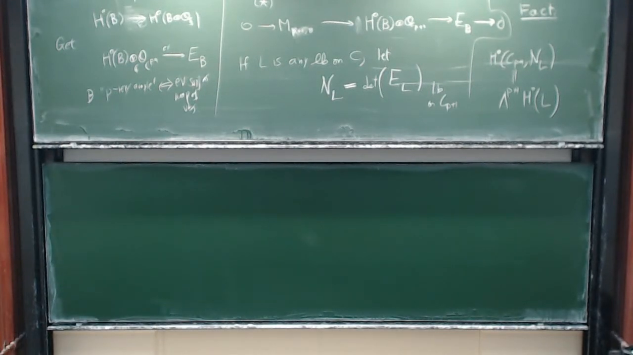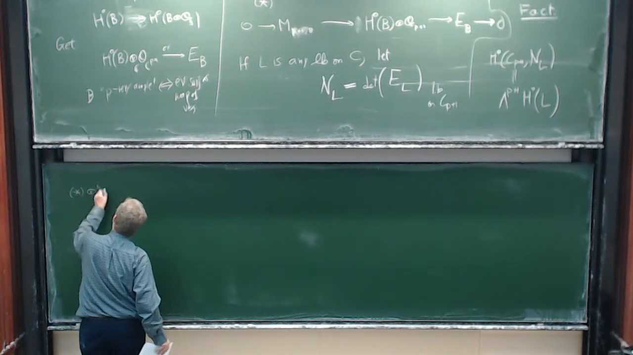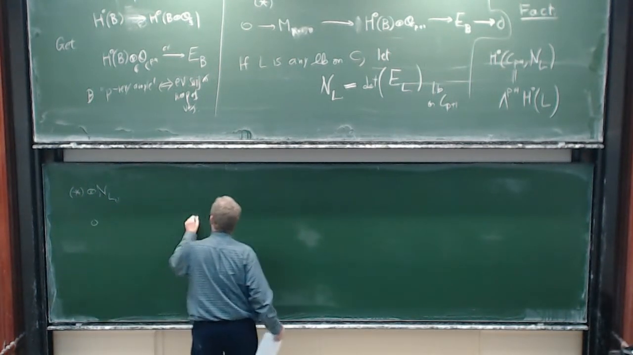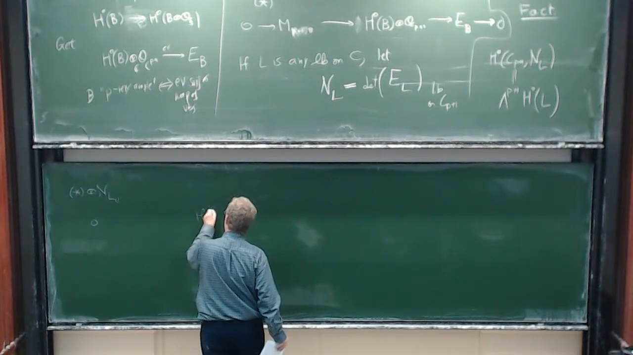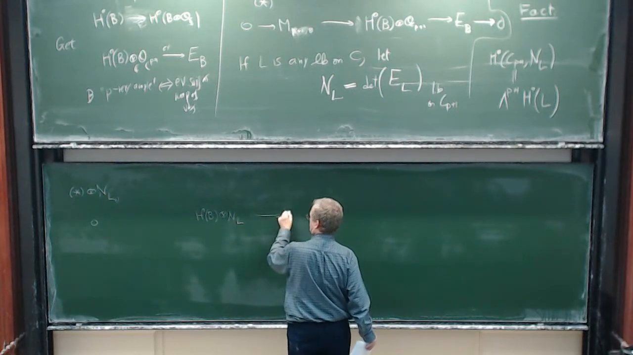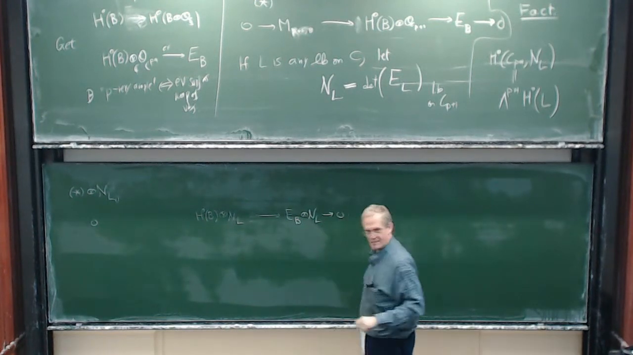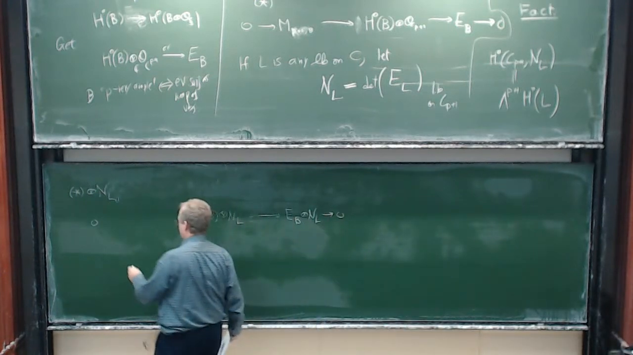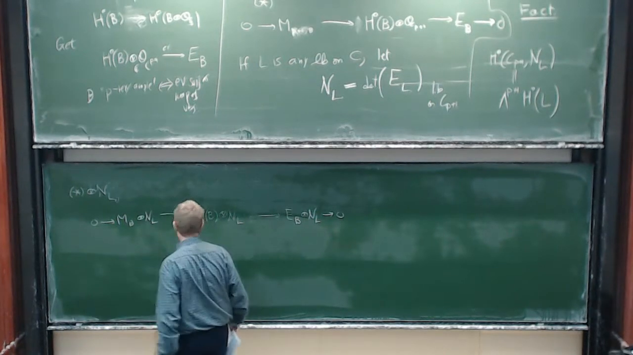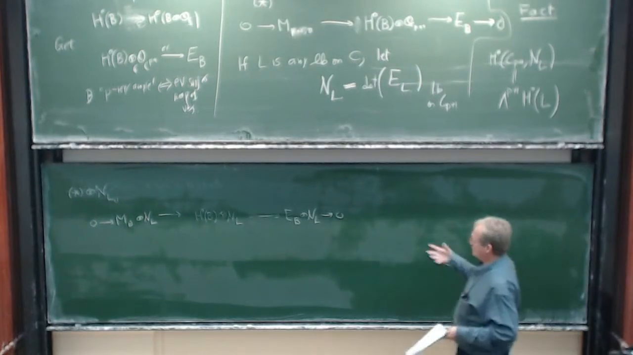Let's take that sequence there, the sequence star, and let's twist by this N sub L, or N sub L sub D. OK, so what do we get? Here we get H naught of B, the trivial vector space, times N sub L. And this maps to this E sub B tensor N sub L. And in our situation, this is a surjective map of vector bundles. And coming in here, we have this M of P plus 1 B tensor N sub L. And so let's call this map U.